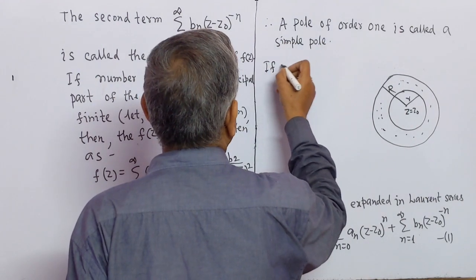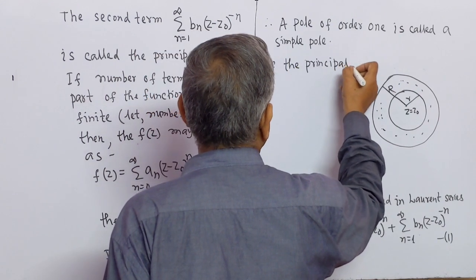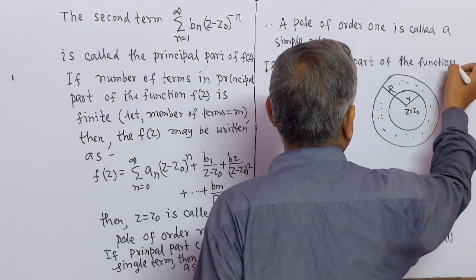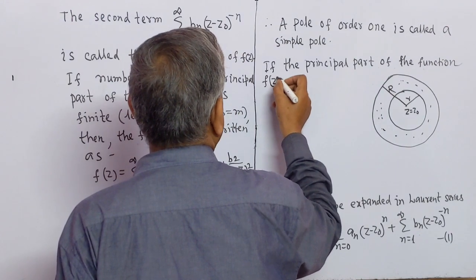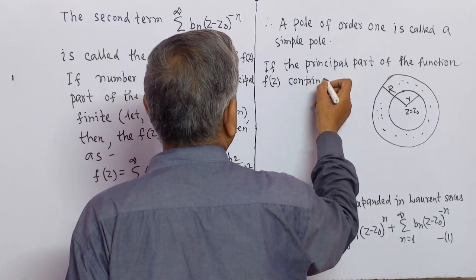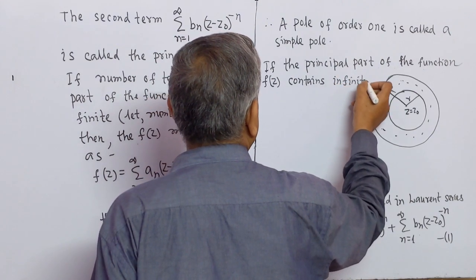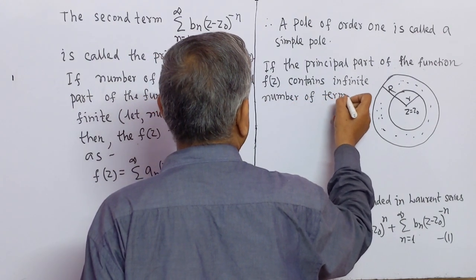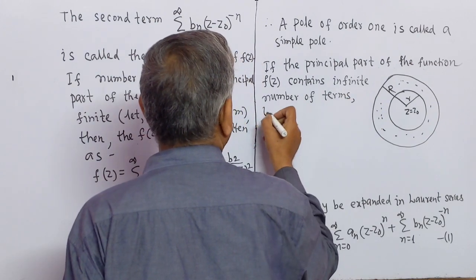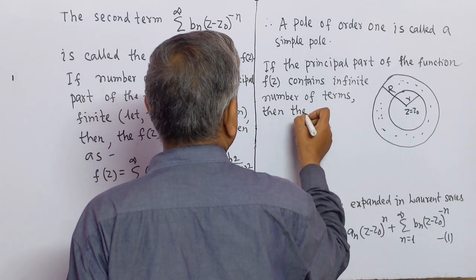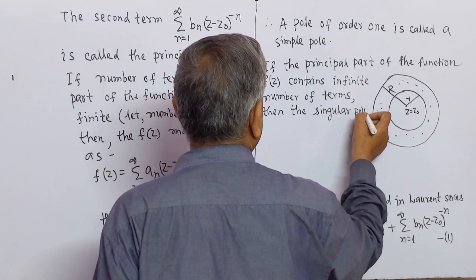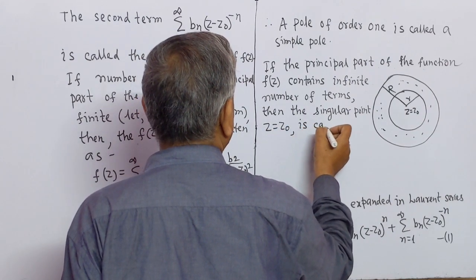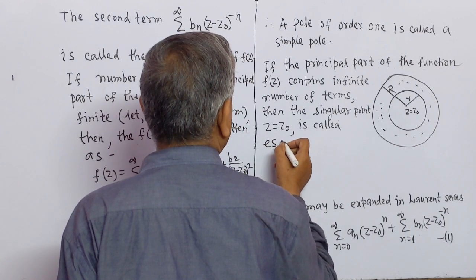If the principal part of the function of z contains an infinite number of terms, then the singular point z equal to z naught is called an essential singular point.